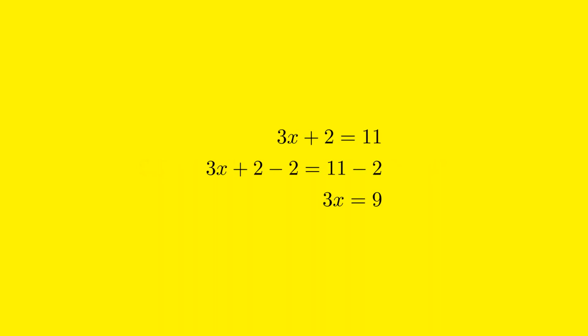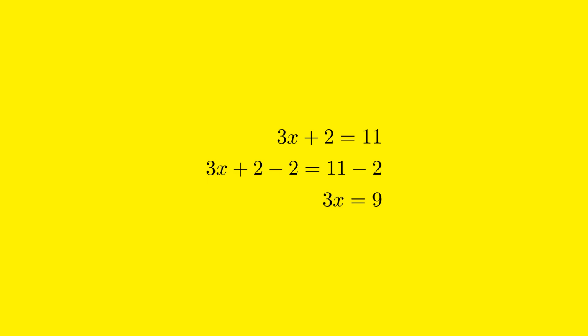To solve for the variable in the equation 3 times x plus 2 equals 11, we need to isolate x on one side of the equation. To do this, our first step is to eliminate the constant from the left side of the equation, which is the plus 2. To remove the plus 2, we will perform the opposite operation, which is subtraction. Specifically, we subtract 2 from both sides of the equation to keep it balanced.